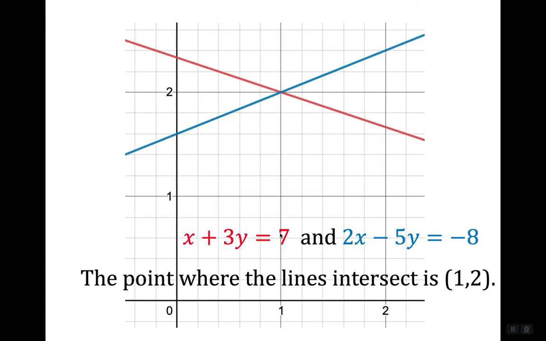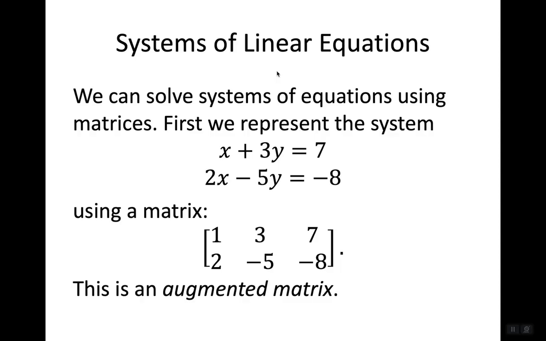So when you graph these lines, x plus 3y equals 7 in red, 2x minus 5y equals negative 8 in blue, there's only one point that's on both lines. The point where the lines intersect is at 1, 2. We can solve systems of equations using matrices. First, we represent the system x plus 3y equals 7, 2x minus 5y equals negative 8 using a matrix.